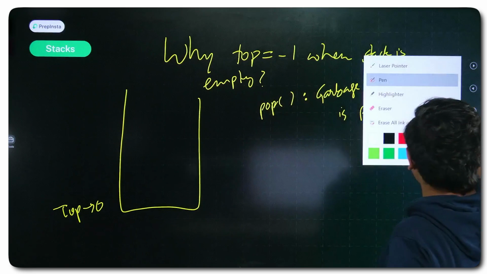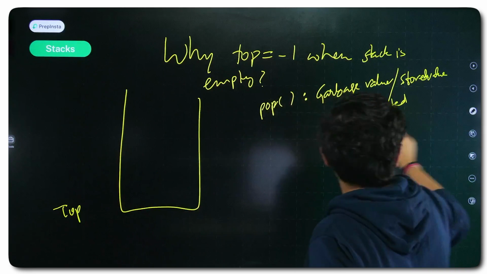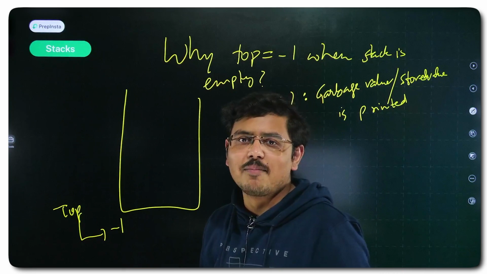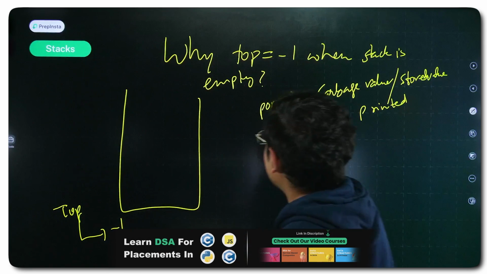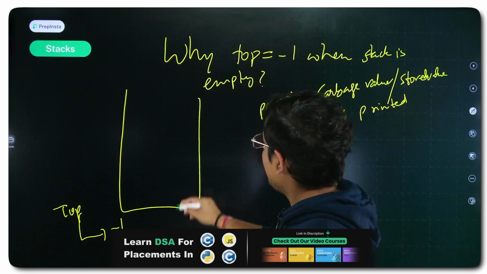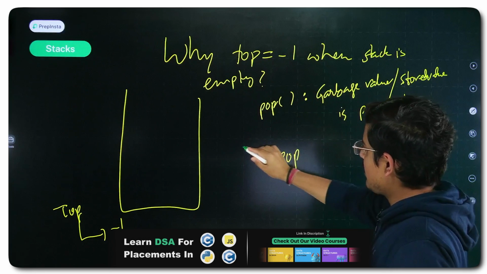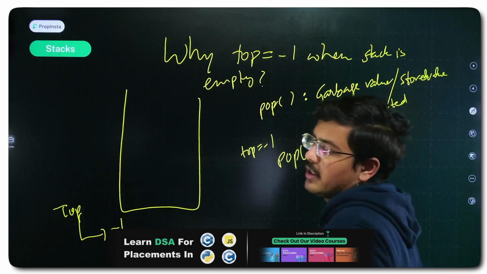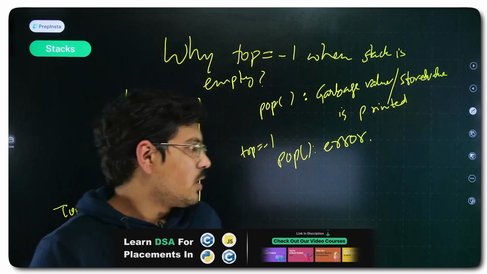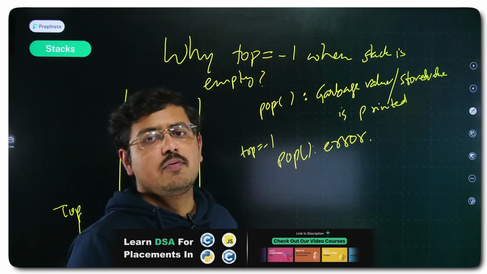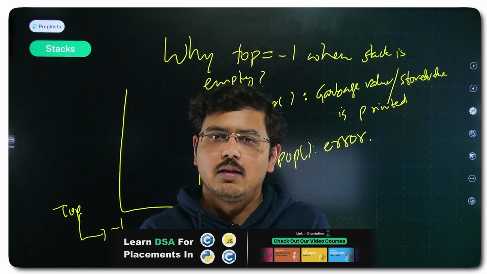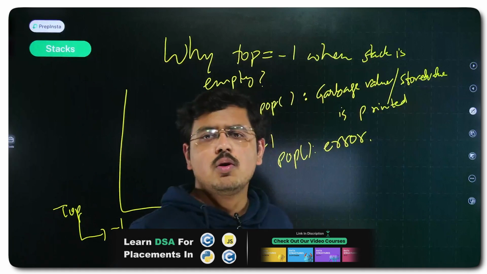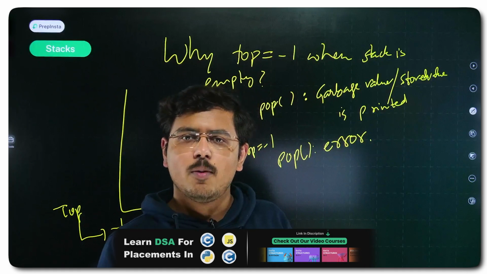So if your top starts pointing at -1 index, then what will happen? If you try and do the pop, in this case, when top is equal to -1, pop will return an error. This can be handled as well, as top is equal to -1. If you try and pop out in that case, then you will find nothing. So this is the reason to avoid this garbage value or any stored value being printed. That is why you use top equal to -1.